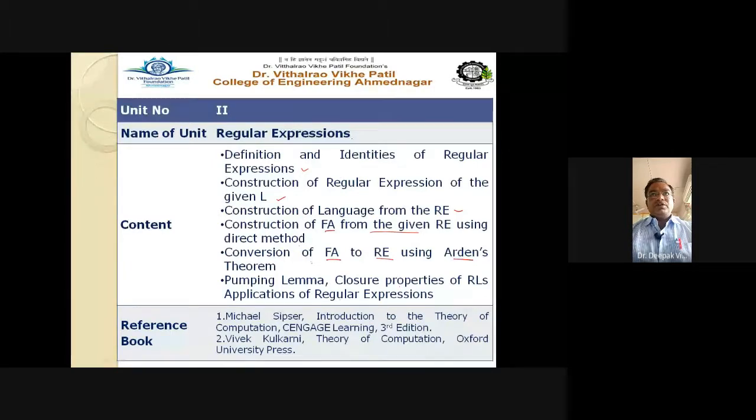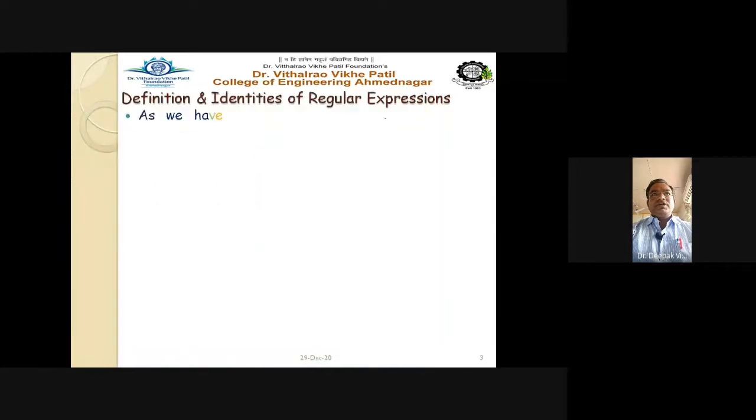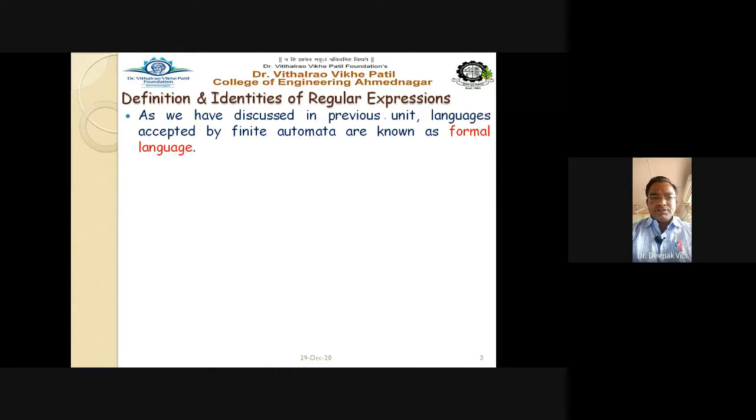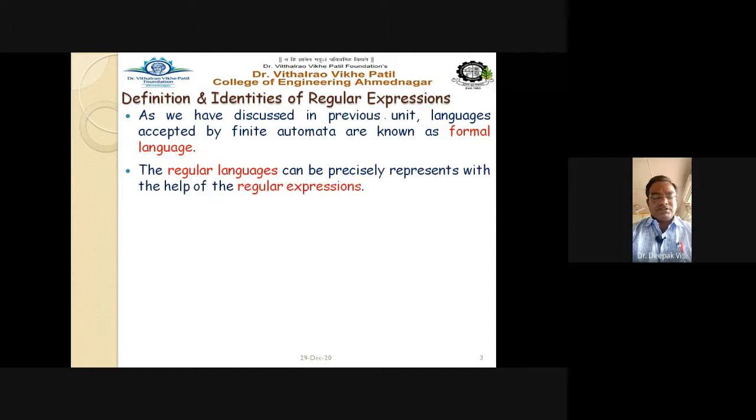That is your regular expressions. So let us start with the definition and identities of regular expression. What is the definition of regular expression and which are the different identities? We can say that it is a very simple topic. You can understand it very quickly. There is no difficult topic as such in this particular unit.